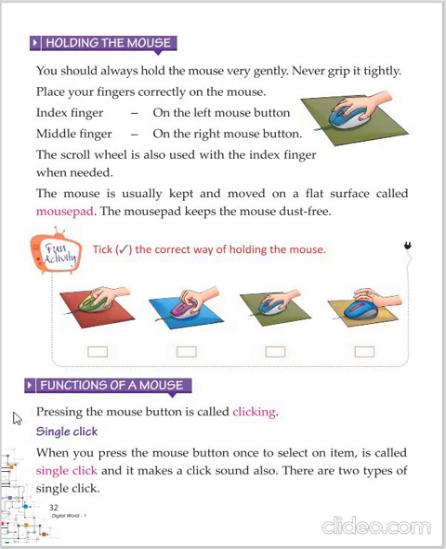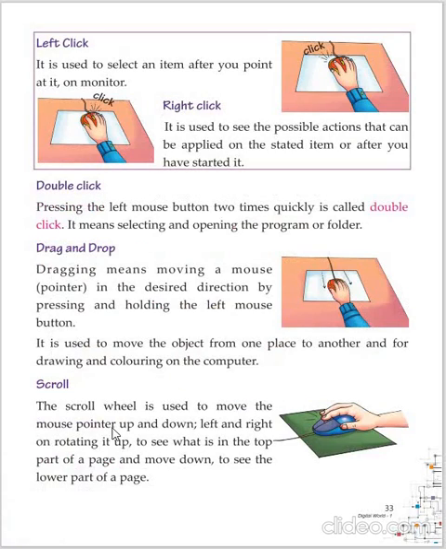Now let's see the different functions of a mouse. Pressing the mouse means clicking. So we have single click. So when we press the mouse button once to select an item, we call it a single click. We have two types of single click: left click and right click.